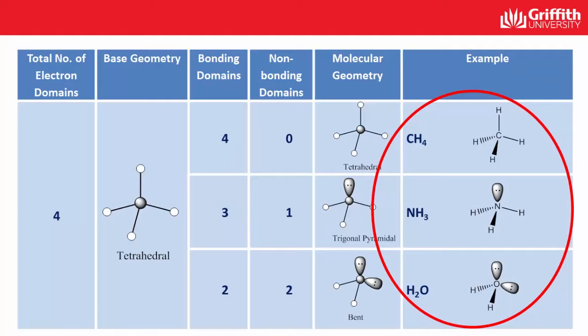And all 3 of these molecules have 4 regions of electron density, but only the methane molecule has 4 atoms attached to the central atom, giving it the tetrahedral shape. Ammonia has 3 atoms attached with 3 bonding domains and 1 non-bonding pair of electrons, giving it a trigonal pyramidal shape. Water has 2 atoms attached to the central atom and 2 non-bonding pairs, giving it the bent shape.